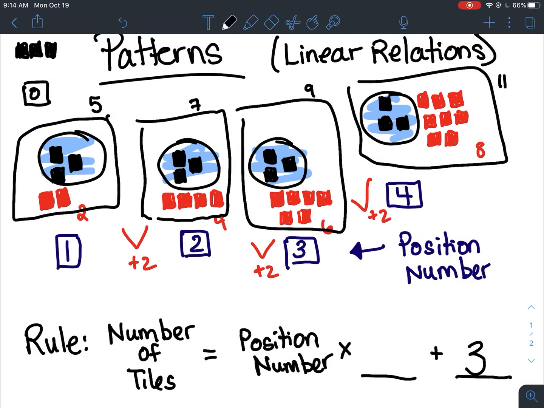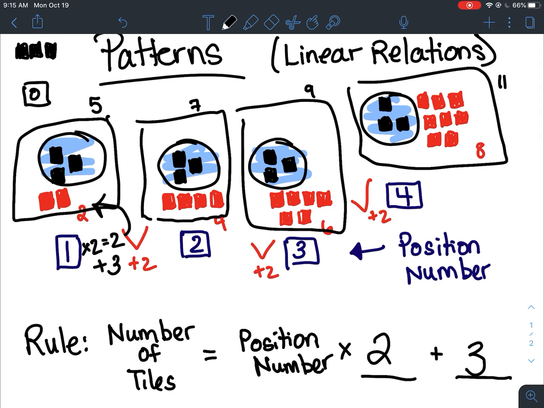Okay, and then our multiplier. So look what it's going up by every time. It's going up by 2 every time. And you can test this out, but position number times, let's say it was 2. So 1 times 2 is equal to 2. That gives us our red tiles. Plus 3, which is our constant, would equal a total of 5 tiles, which is what we have. So the rule for this pattern is position number times 2 plus 3.